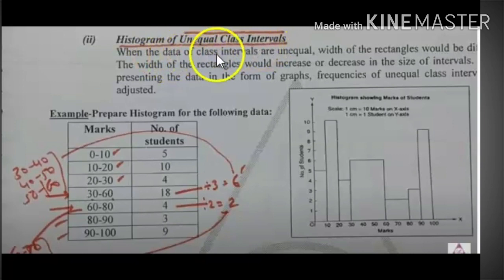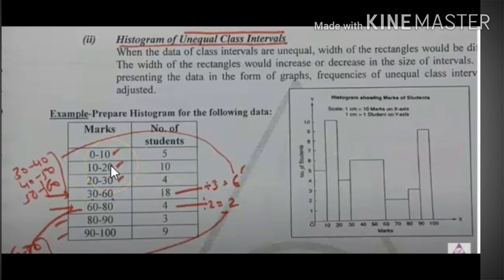When the class intervals of the data are unequal, the widths of the rectangles will be different. The widths of the rectangles will increase or decrease with the size of the intervals when presenting the data in the form of graphs, frequencies, and unequal class intervals. So how will you draw this? You will see here.